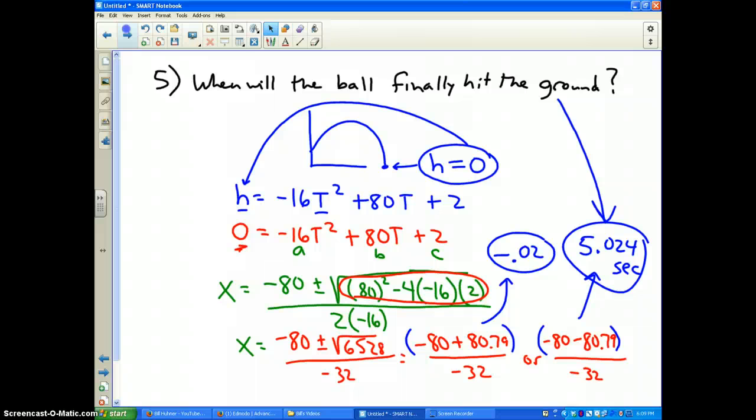And I hope that explains some of the most important points and features of a graph that is a parabola and how it's used to answer a real-life problem.